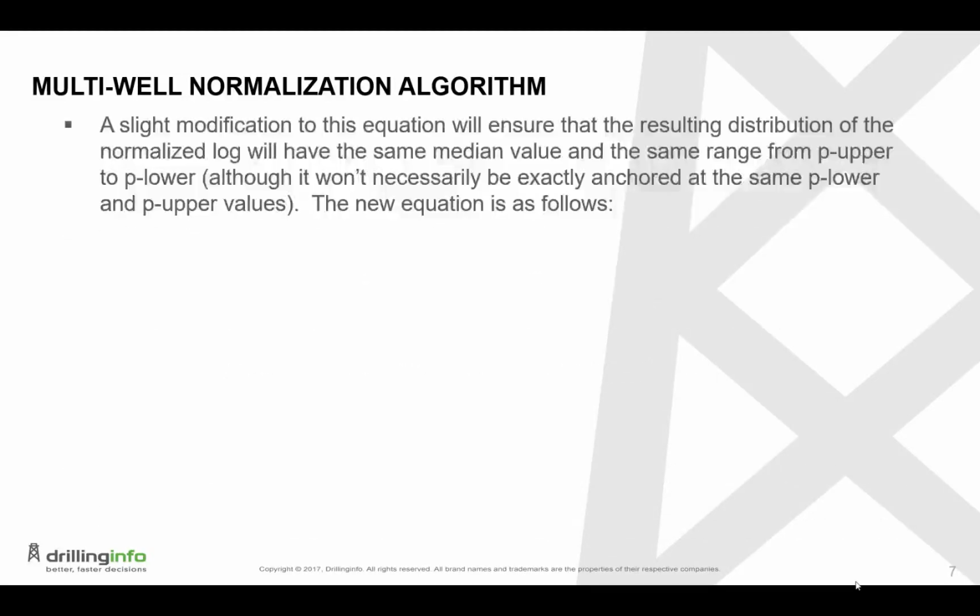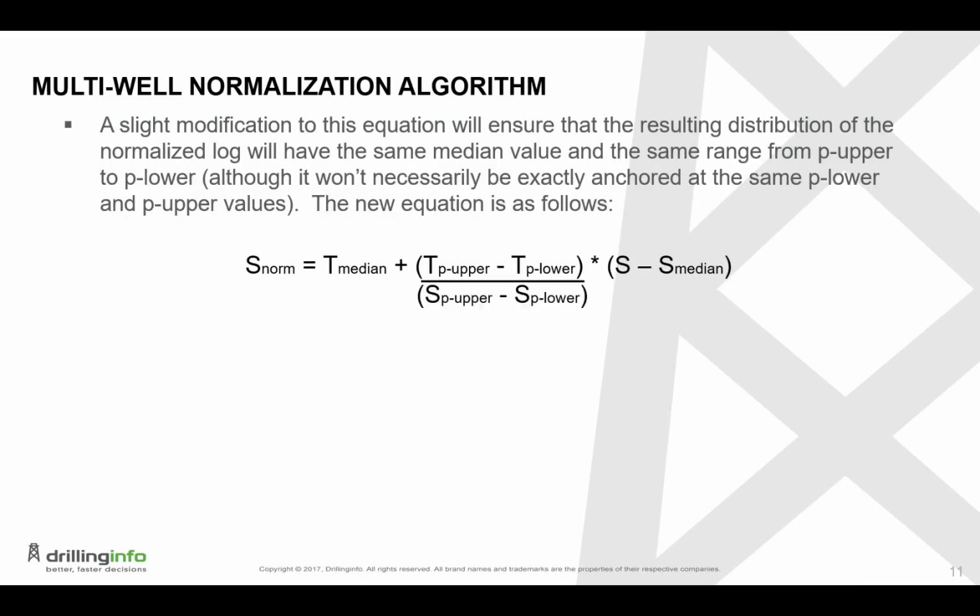A slight modification to this equation will ensure that the resulting distribution of the normalized log will have the same median value and the same range from P upper to P lower, although it won't necessarily be exactly anchored at the same P lower and P upper values. Instead of referencing the log values at P lower, we'll reference them to the median. This new equation is shown.